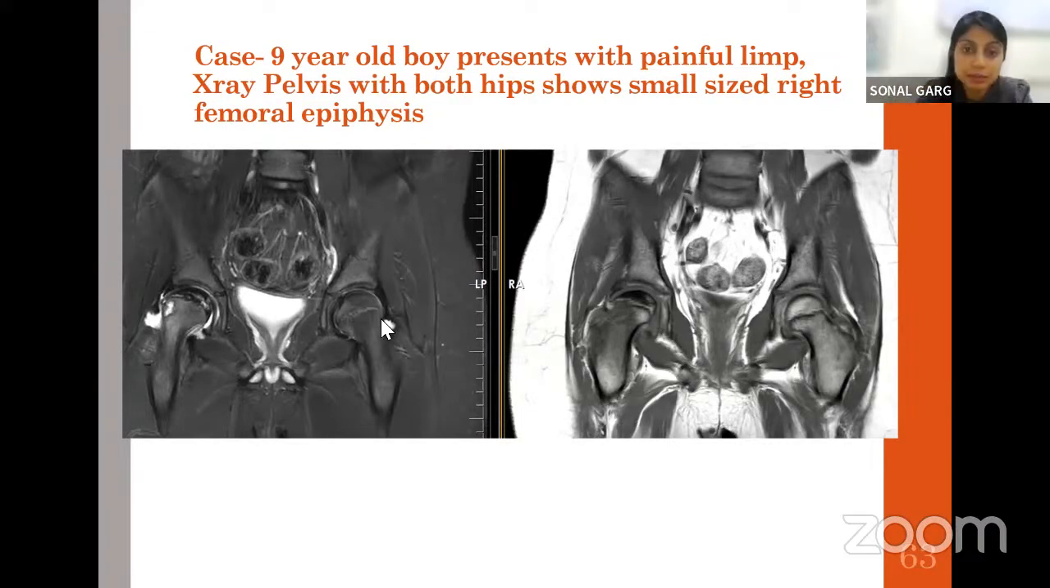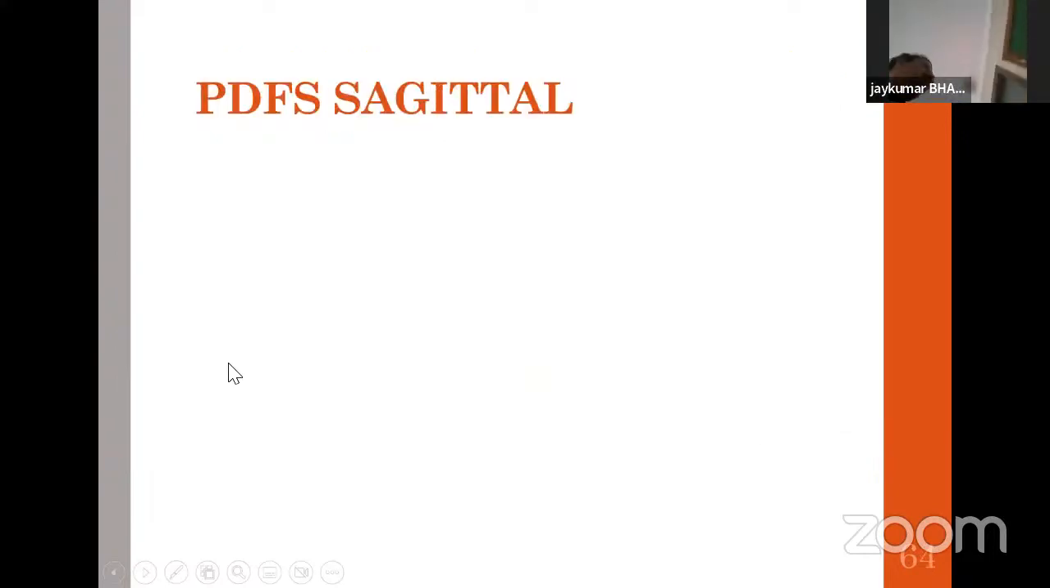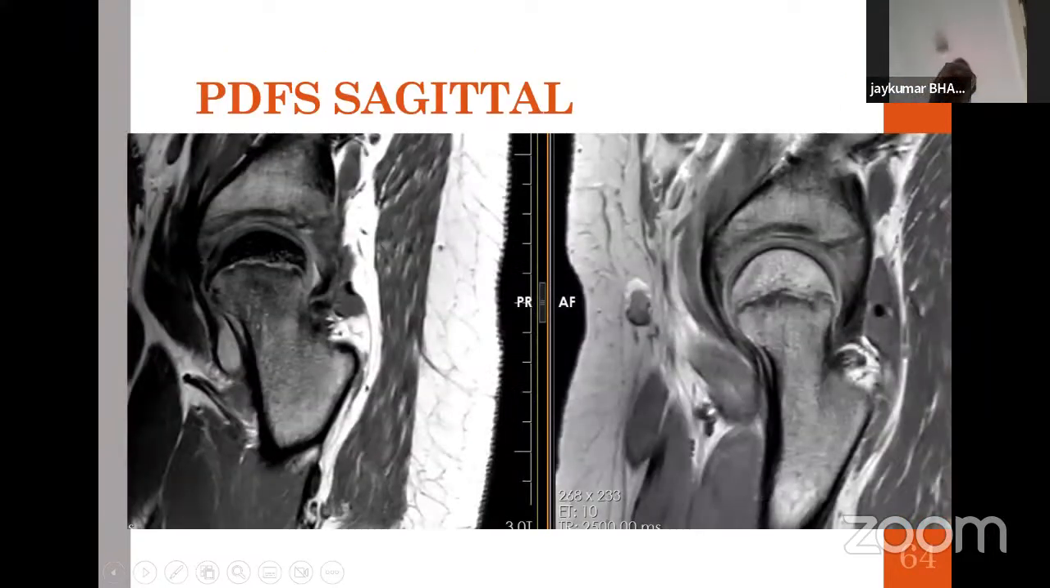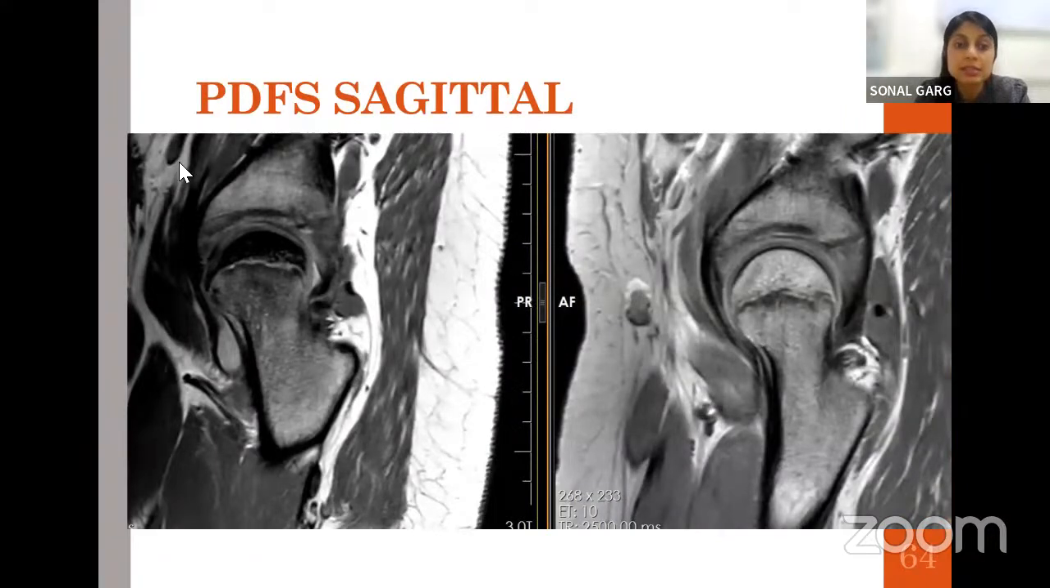Okay, so this is Perthes disease. As we all know, you can see there's altered signal in the femoral epiphysis. There is a small sized epiphysis, and you can see that there is a stark difference in signal intensity between the two epiphyses. This is also well appreciated on the sagittal images. This is the affected right side, and this is the normal left side.